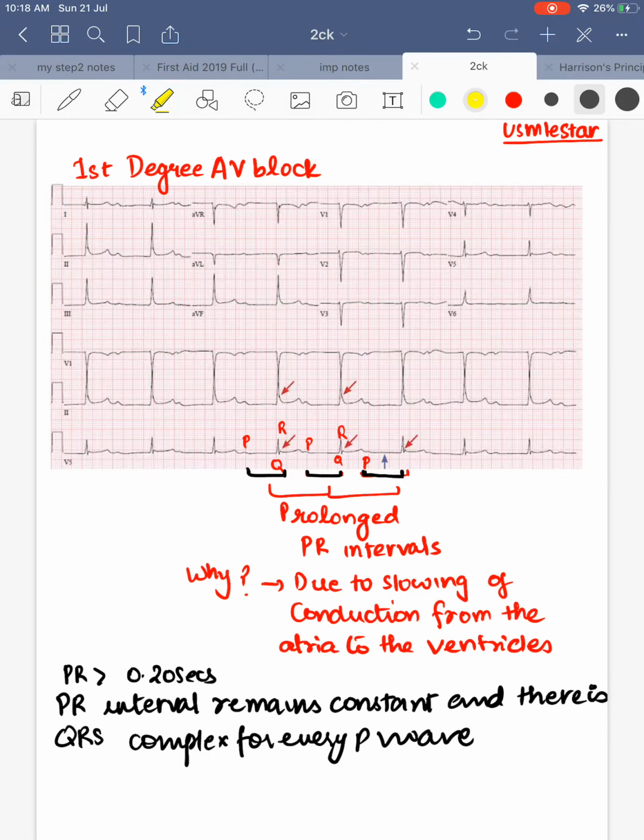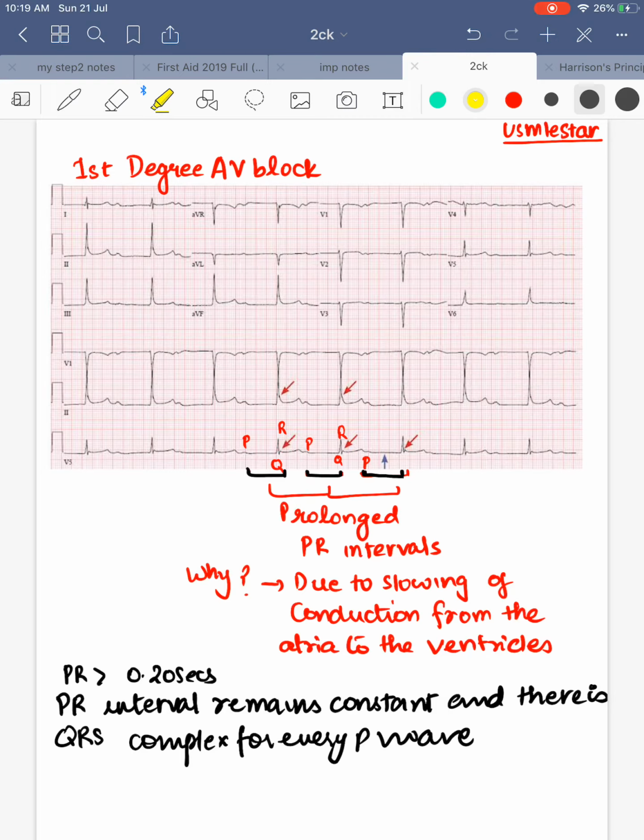Hey guys, in this video I will be explaining the various types of heart block. It is very confusing for us to read those difficult ECGs and all those complexities in a very short amount of time during the exam. So I would like to make it really easy for you to distinguish between the various types of heart blocks.